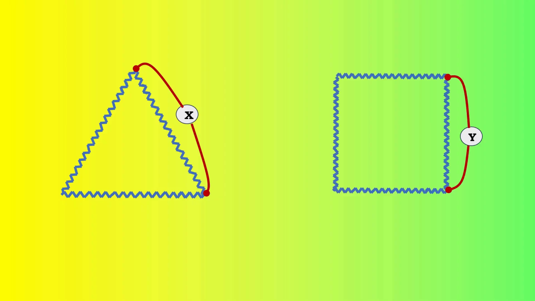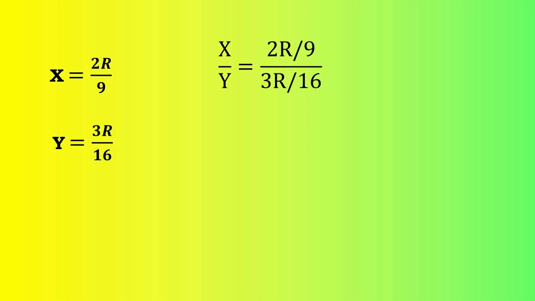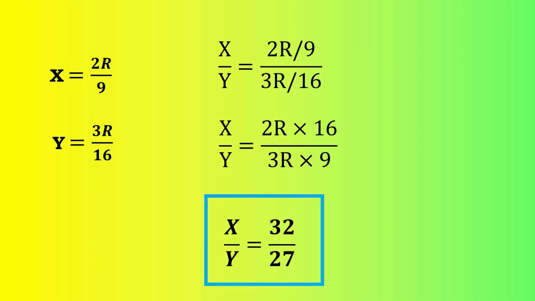We're almost done. At the beginning of the problem, we defined the equivalent resistance of the triangle as X and the equivalent resistance of the square as Y. We found that X is equal to 2R by 9 and Y is equal to 3R by 16. The question asks us to find the ratio X by Y. Substituting the values, we get X by Y equals 2R by 9 divided by 3R by 16. On simplifying, the resistance R cancels out, and we obtain X by Y equals 32 by 27.